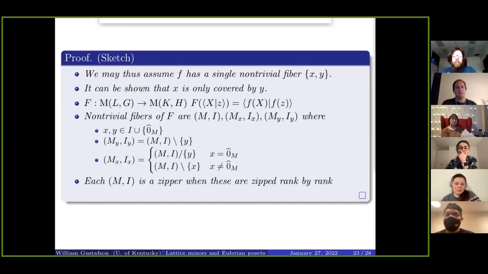And then to complete the proof, we just have to show that these elements Mi are a zipper as we go up in this poset and we zip rank by rank. So we start by zipping everything which is rank 2 and then rank 3 and go up.